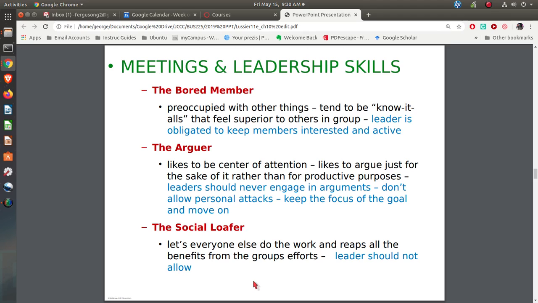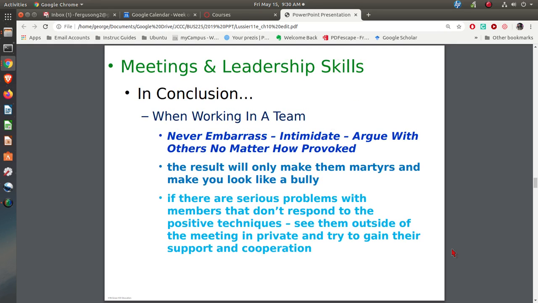And the social loafer, the one who wants everybody else to do the work and doesn't want to do anything. That's one of those things where you step outside between the meetings and talk with them about what the expectations are. So whenever you're working with a team, never, ever, ever embarrass somebody within the team. It only makes them look like a martyr and you a bully. If there are some problems that need addressing, talk to the person outside of the meeting. Do not do that within the meeting.